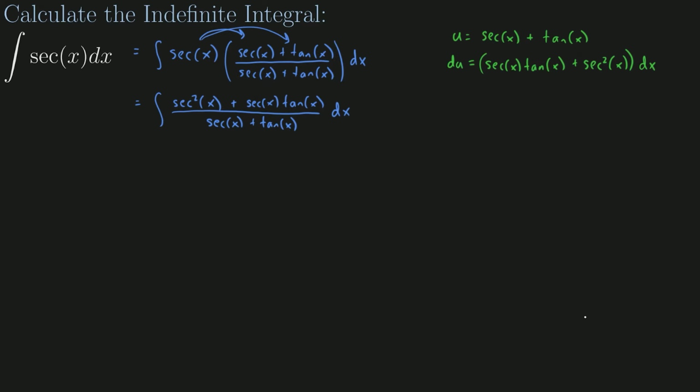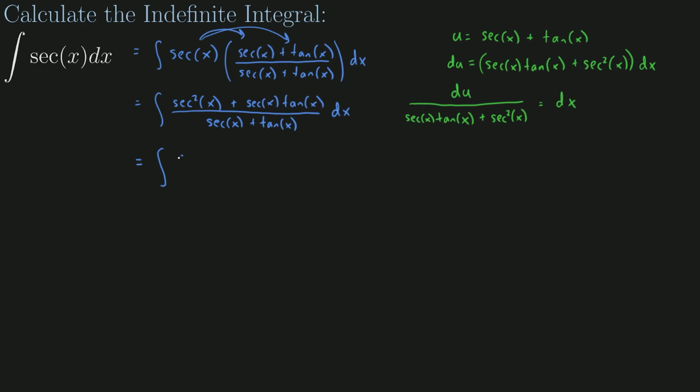And from here, we solve algebraically for dx. So du over secant of x tangent of x plus secant squared of x equals dx. And now we can start rewriting our integral using that substitution.